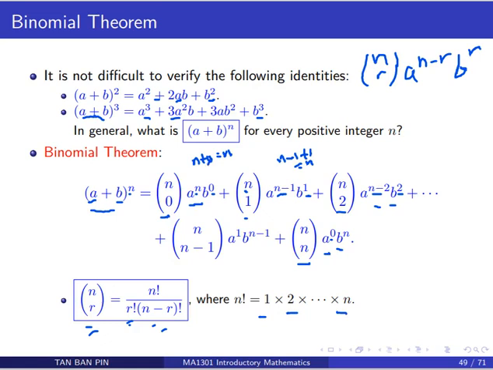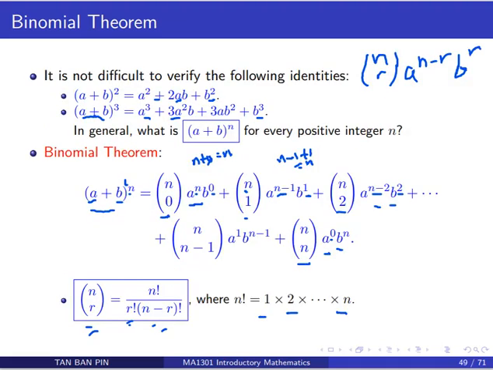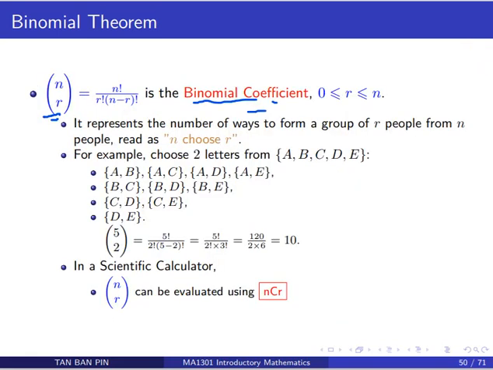You can try this out. If you sub n as 2, you should get a squared plus 2ab plus b squared. If you sub n as 3, you should get a cubed plus 3a squared b plus 3ab squared plus b cubed. So n choose r is known as a binomial coefficient. It's called a binomial coefficient because it will be the coefficient of the terms in your expansion. And n choose r represents the number of ways to form a group of r people from n people.